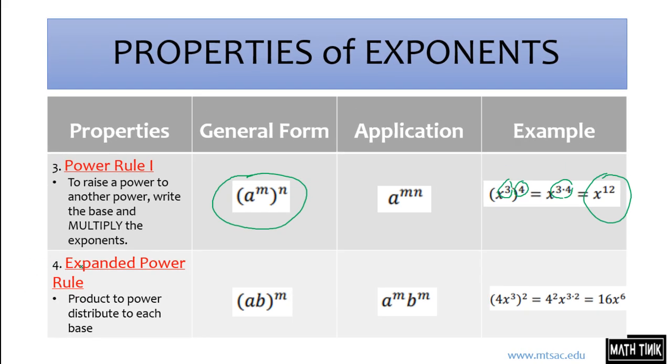Number 4, expanded power rule. So an expanded power rule says the product to a power, okay, distribute to each base.